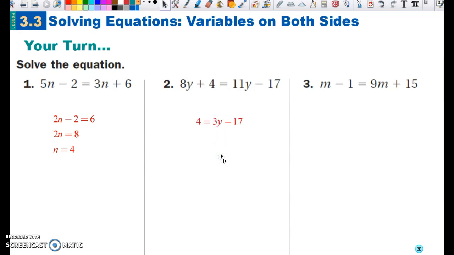Subtract 8y from both sides. Add 17. Divided by 3. 8 times 7 is 56, plus 4 is 60. 11 times 7 is 77, minus 17 is also 60.